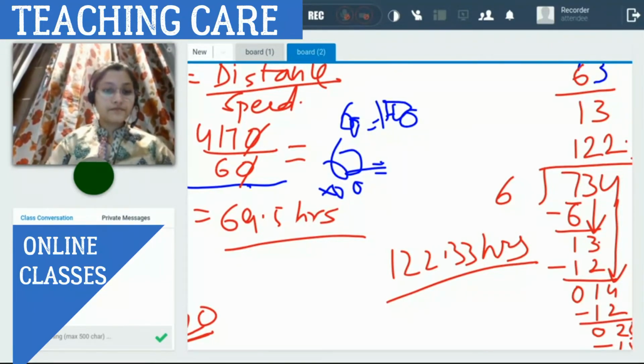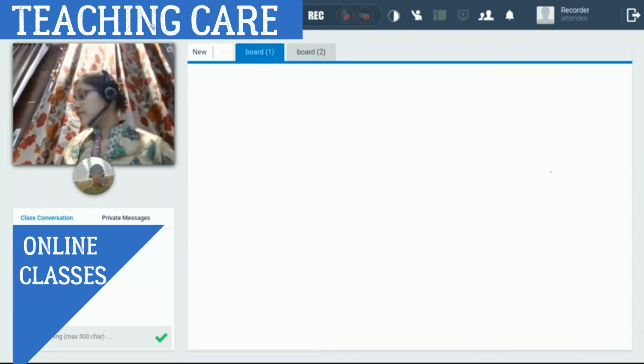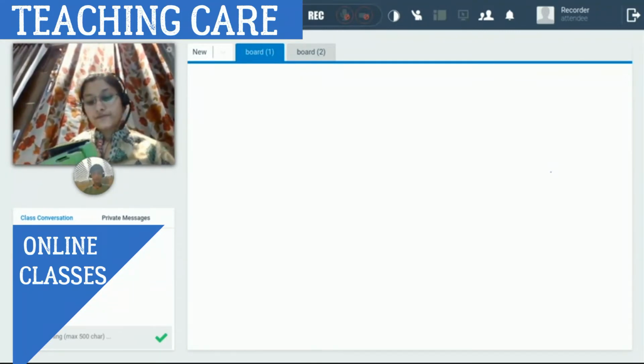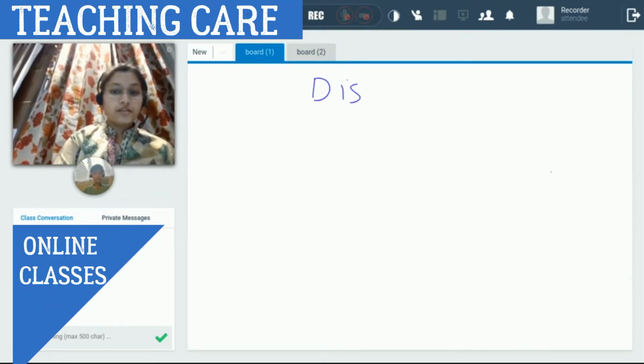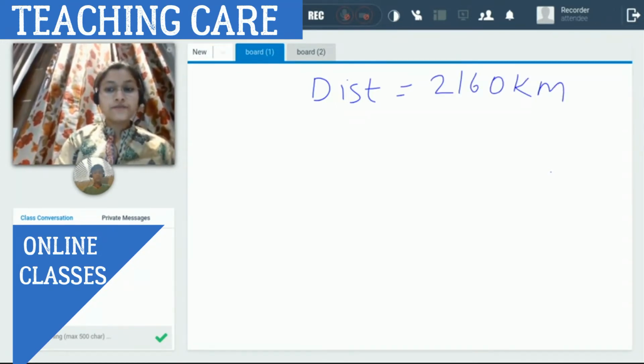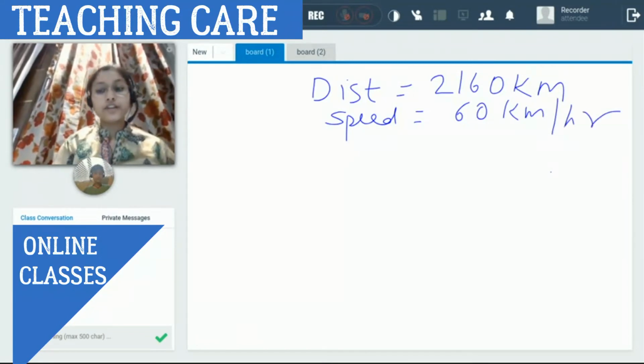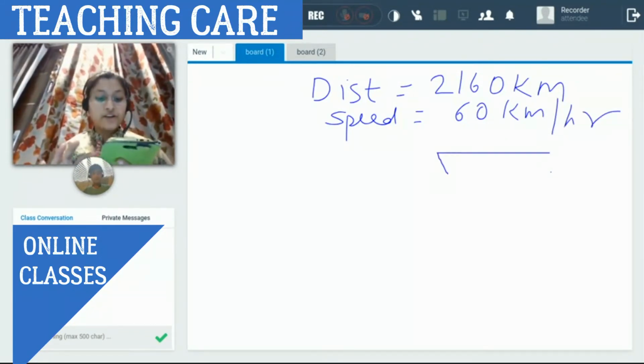Fine. Now one question you will try. Time taken for the journey from C to D. Now the distance from C to D is given to me already, 216 kilometer. Speed I have is 60 kilometer per hour. So now you can calculate the time. Do it. Take your time. We are in no hurry.